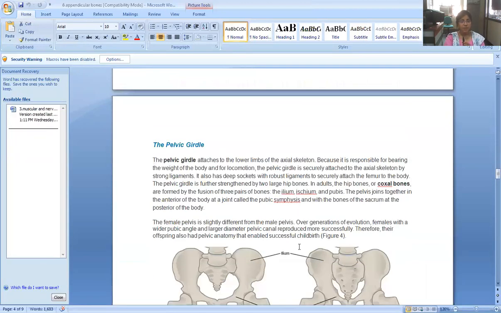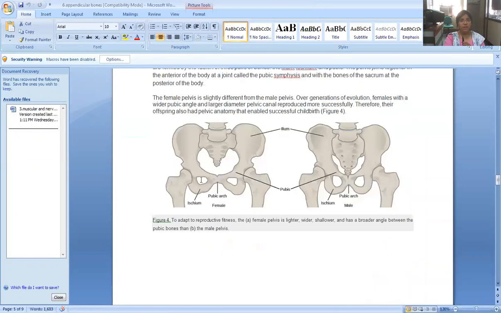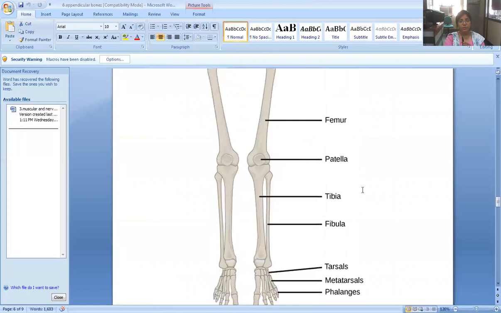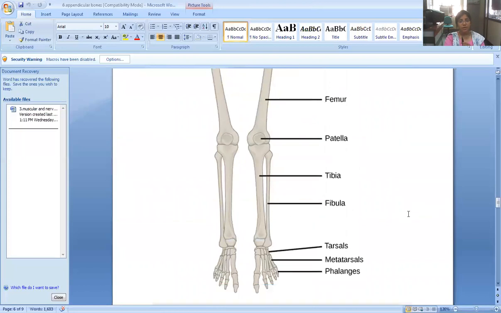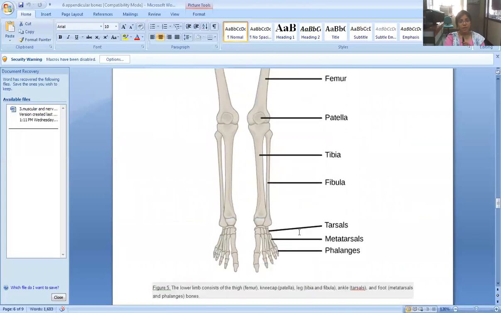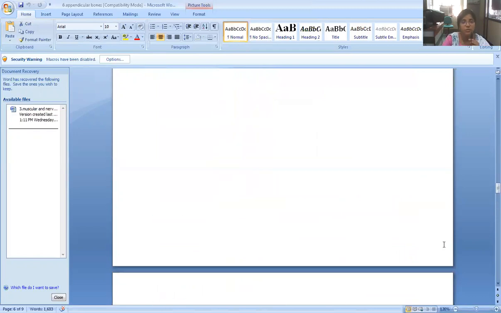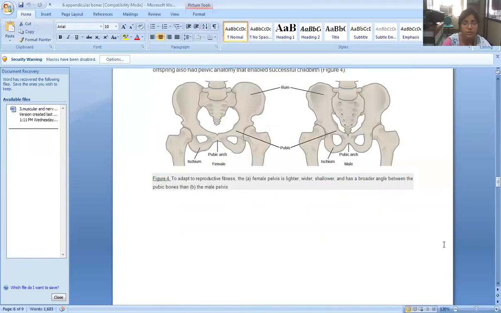The pelvic girdle attaches the lower limb to the axial skeleton. So this is the pubic arch in the female and this is the pelvic region. The lower limb consists of the femur, patella, tibia and fibula, and the tarsals and metatarsals. So this is the short description of this topic.